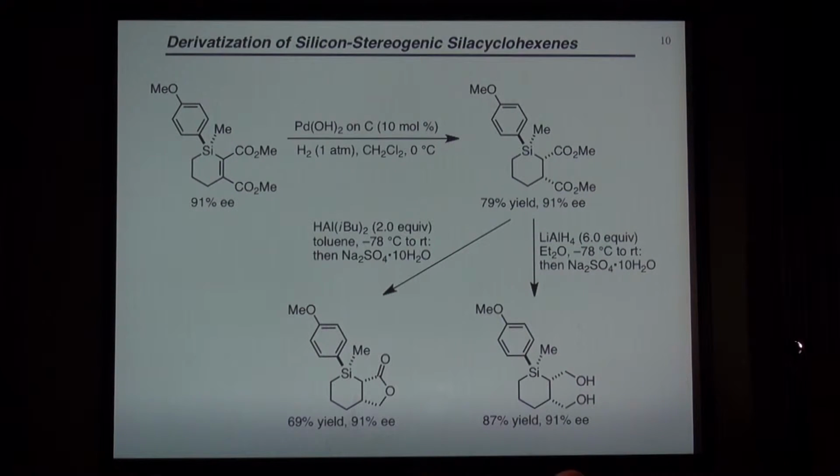For the monocyclic silacyclohexene, we could also hydrogenate this olefin diastereoselectively to give this silacyclohexane having 3 contiguous stereogenic centers exclusively, retaining the enantioselectivity. Selective reduction of this remote ester group by treating it with DIBAL-H provided the bicyclic lactone shown here, or we could fully reduce both of these esters to diols by treating it with an excess amount of lithium aluminum hydride.